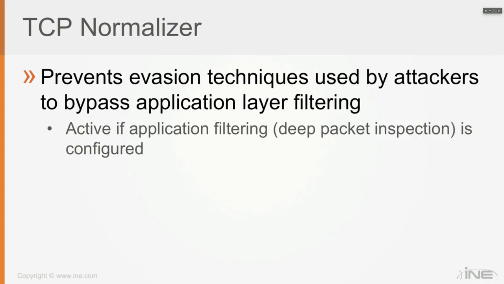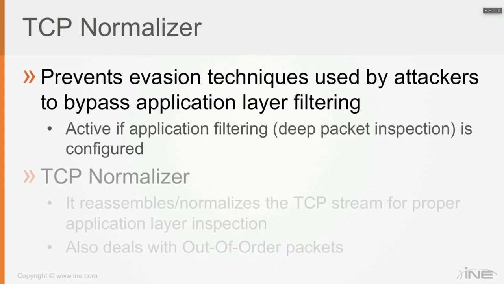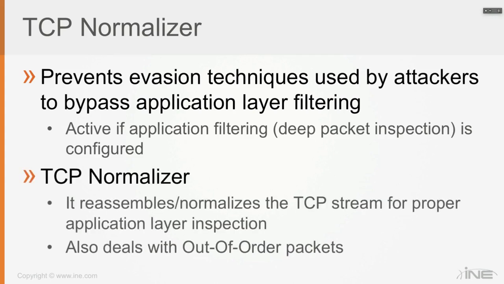Because again, this prevents techniques used by attackers to bypass application layer filtering, which makes sense. The normalizer is enabled only if you do application layer filtering or deep packet inspection. Also, the TCP normalizer reassembles or normalizes the TCP stream for proper application layer inspection. So that's what it does. And it also deals with out of order TCP packets.